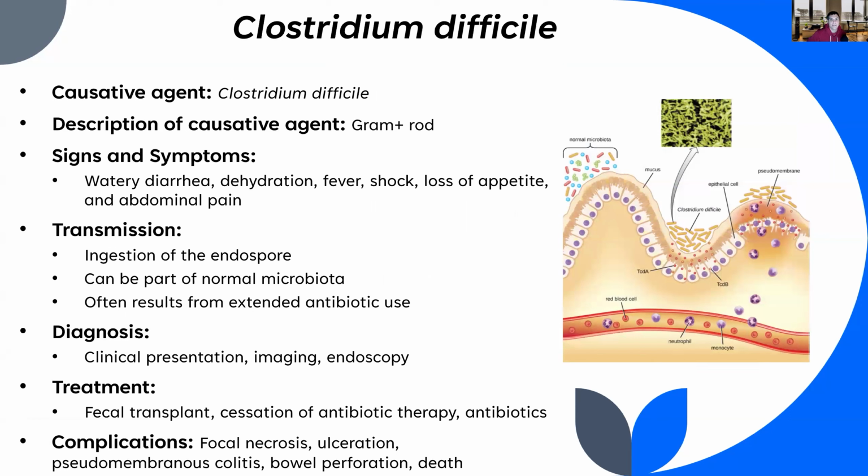Another infection of the intestines caused by a Clostridium species is caused by Clostridium difficile. So Clostridium difficile is, again, a gram-positive rod, as are all Clostridium species. Symptoms include watery diarrhea, dehydration, fever, shock, loss of appetite, and abdominal pain.